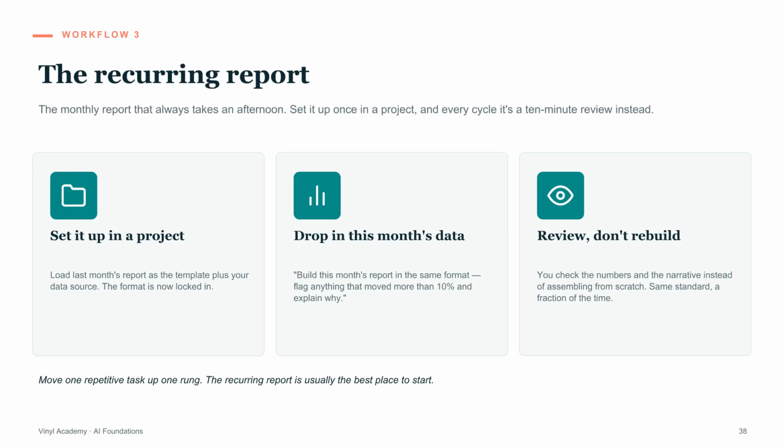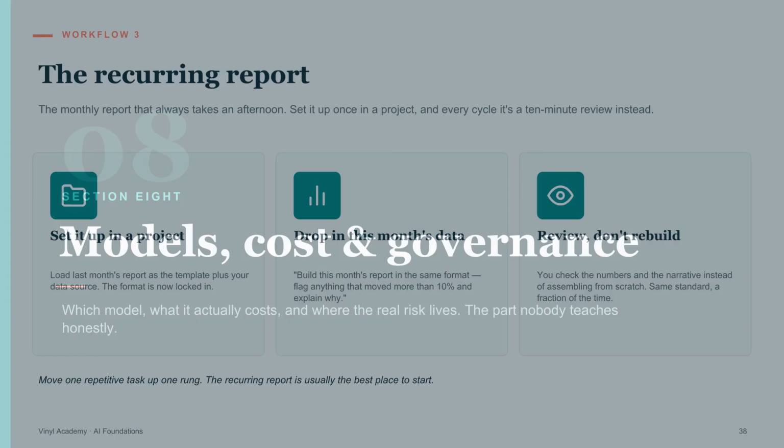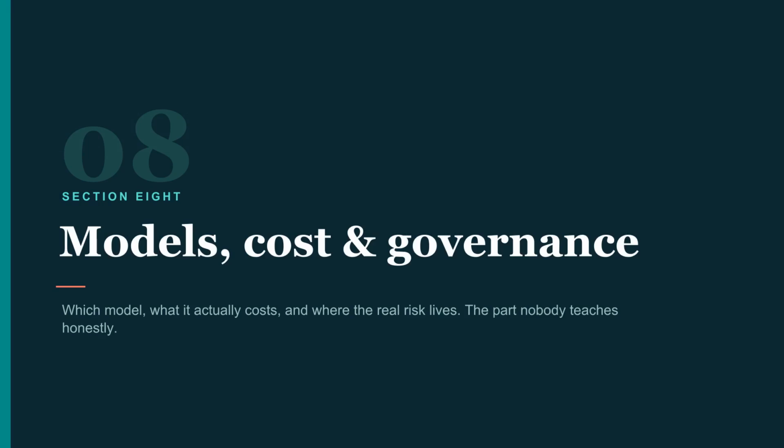Workflow 3, the recurring report, the one that always takes an afternoon. Set it up once in a project. Load last month's report as the template plus your data source, and the format is locked in. Then drop in this month's data, build it in the same format, flag anything that moved more than 10%, and explain why. Now you review instead of rebuild, same standard, a fraction of the time. If you're going to move one task up a rung this week, the recurring report is usually the best place to start. Section 8. Models, Cost and Governance.